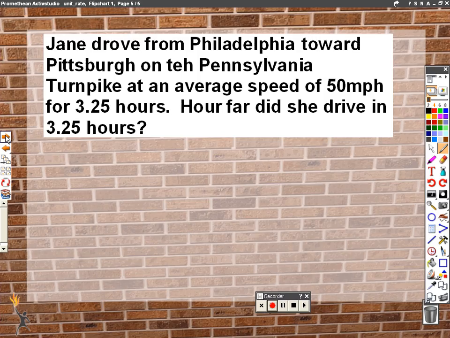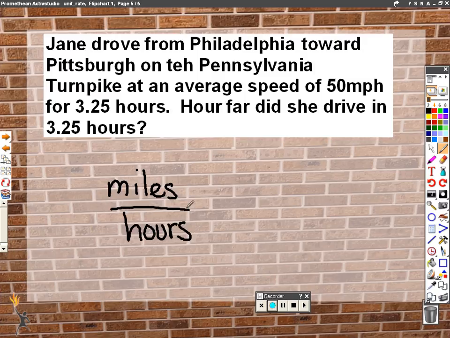Okay, now we're going to look at ratios, setting up proportions. Jane drove from Philadelphia towards Pittsburgh on the Pennsylvania Turnpike at an average speed of 50 miles per hour for 3 hours and 25 minutes. How far did she drive in 3 hours and 25 minutes? So we need to think about the two things that we're looking at. We're looking at miles and we're looking at hours, or time.